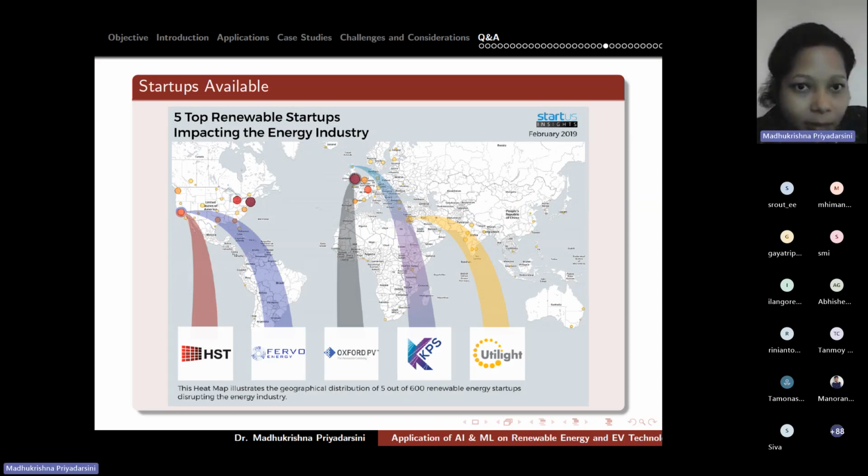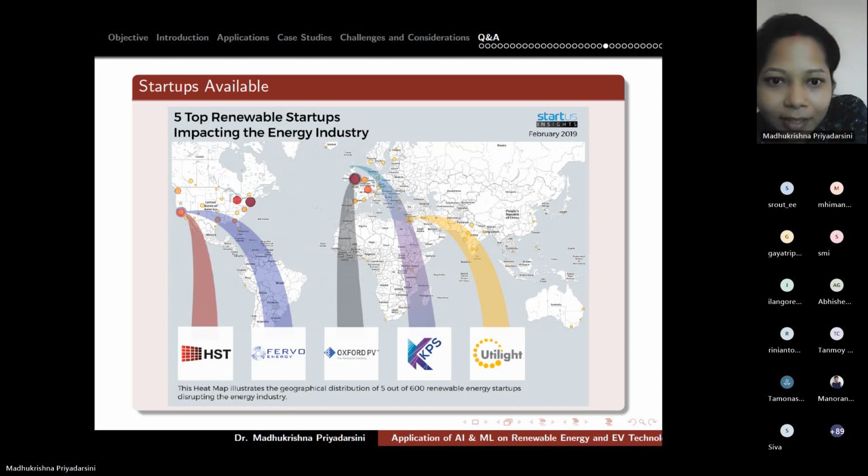And these are the startup companies available for the renewable energy field using AI/ML. So these are the 5 startups, and other than that, also 600 renewable energy startups are working nowadays across the globe, and the locations are given where they are present. This is just for information, to show that many startups are working in the same field.